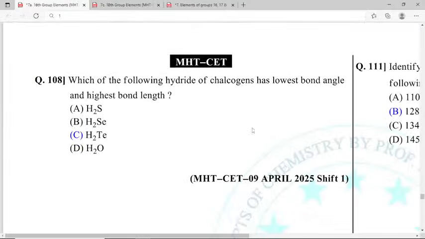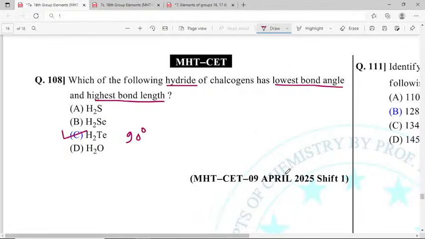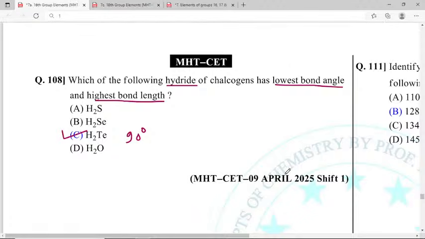Next question: which of the following hydrides of chalcogen has the lowest bond angle and highest bond length? H2Te. Lowest bond angle and highest bond length: bond angle 90. This is 104 degrees, this is 90, this is 91, this is 92.